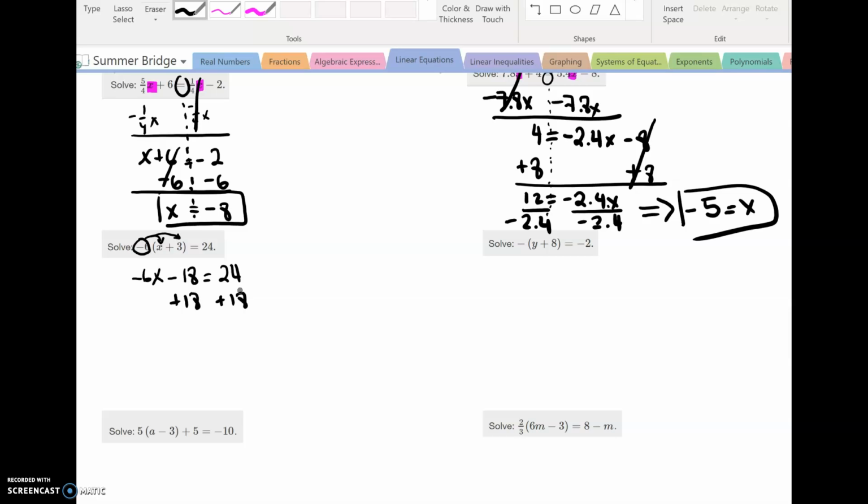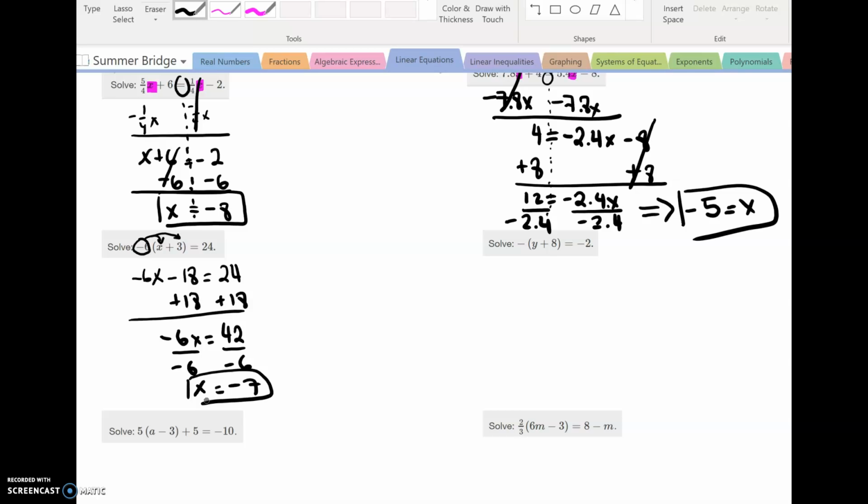We have, let's see, 24 plus 18, that is 42, is equal to negative 6x. And then we're finally going to divide both sides by negative 6, which is negative 7. So x is equal to negative 7, and that's our answer. So that's the first way you could potentially do this.